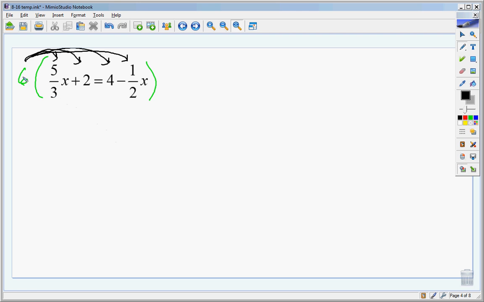How many times does 3 go into 6? 2 times 5 is 10. 6 times 2 is 12. 6 times 4, 24. This 2 goes into the 6 3 times. This would be a negative 3x. Does everybody see I don't typically write down that step that's in between? It's certainly okay if you skip it.